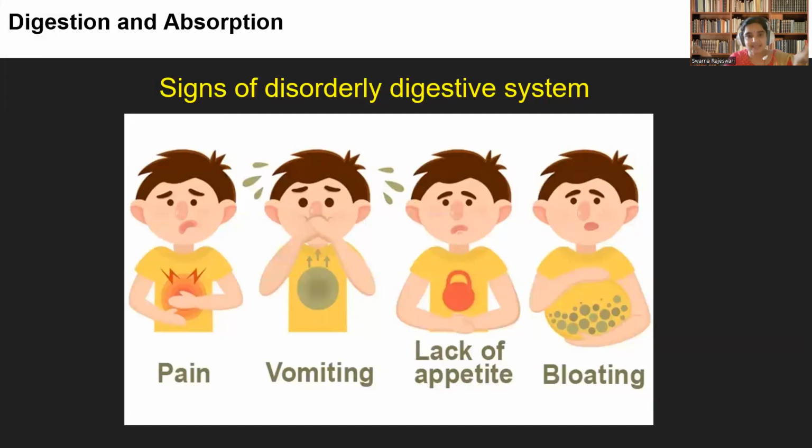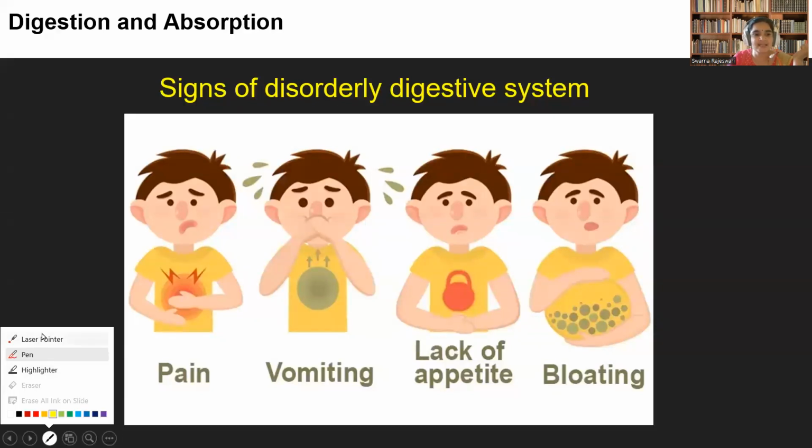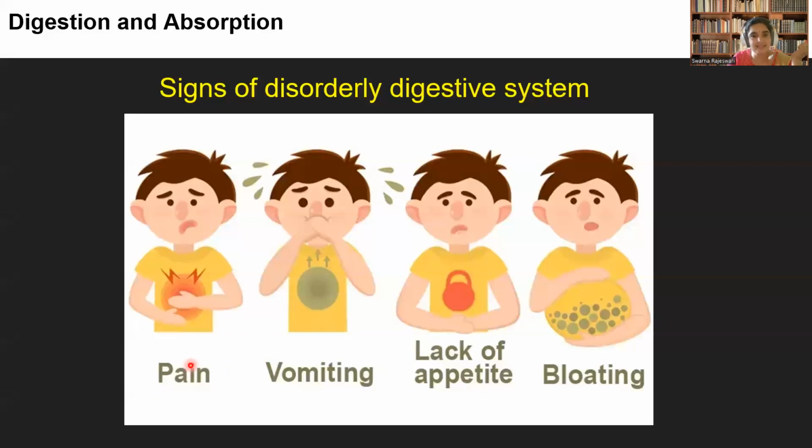Then when we look at the signs of disorderliness of the digestive system, when the digestive system is not working properly, there are several signs which indicate this. The first one is severe pain in the stomach, then a vomiting sensation and nausea, loss of appetite, and bloating in the stomach. These are four common signs when the digestive system is not working properly.